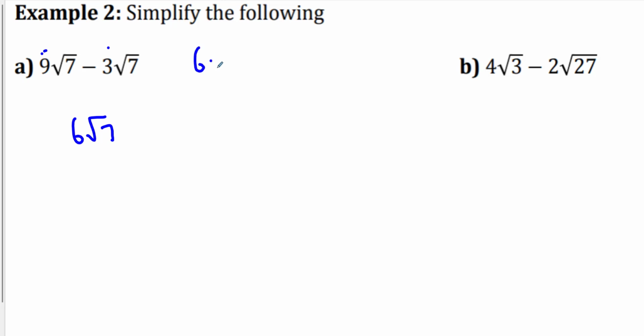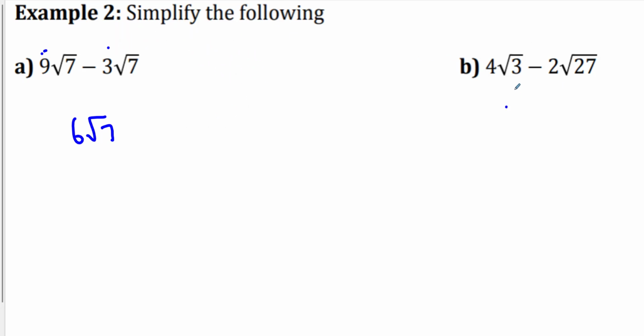Just like if this was 9x minus 3x, this would be 6x, right? Just like that. Instead of x, though, we are now having a radical. So that is the first example. Let's move on to the next one.